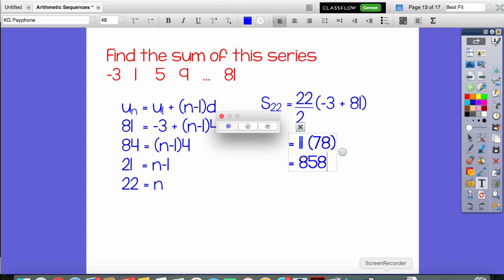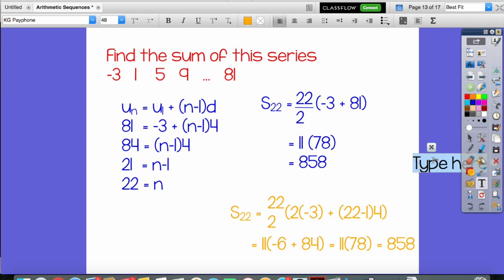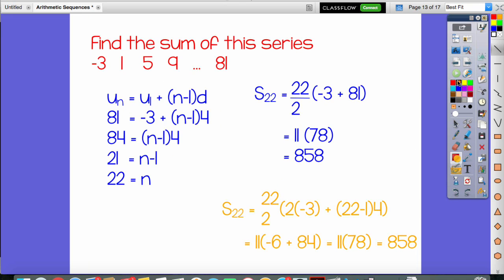Okay? And what I went ahead and did was actually show how using the other formula still gets you the same answer. You just have a little bit more to plug in, but you still get the same thing, whether you do it using the second formula or the first formula.